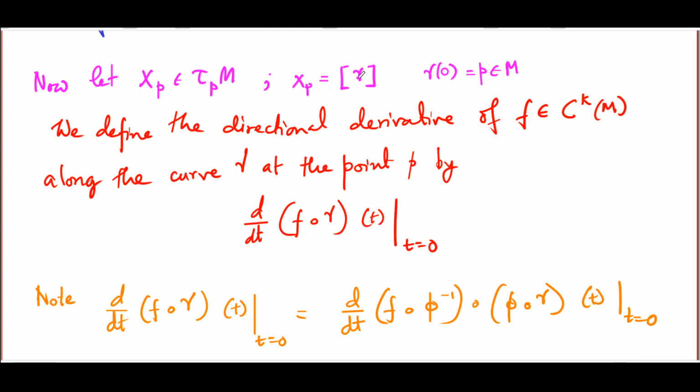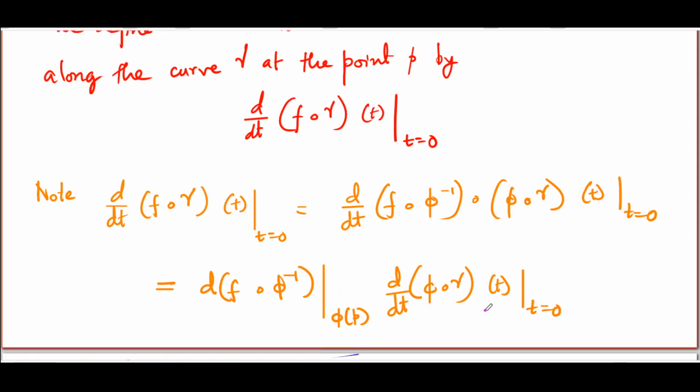Or would it have depended on the particular element of this equivalence class that you pick? That the answer is the former is easy enough to see. All you have to do is follow the trick which we have played often enough. Write f composite gamma in this particular fashion and then use the chain rule, which essentially tells you that this derivative is nothing but the derivative of phi composite gamma at t, on which you apply the differential, the Jacobian map of this f composite phi inverse at the point phi p.